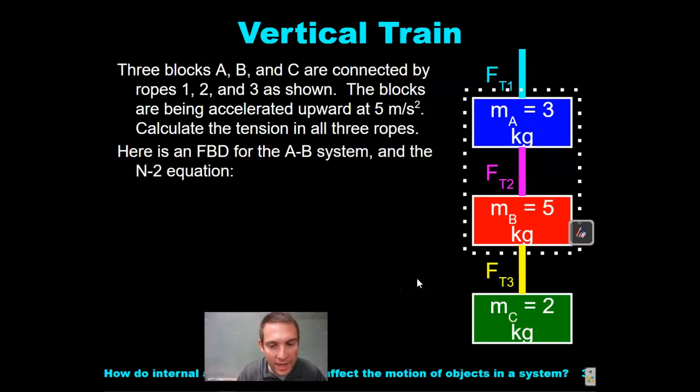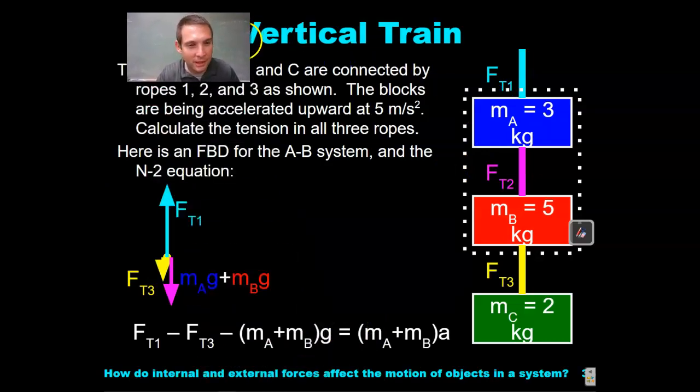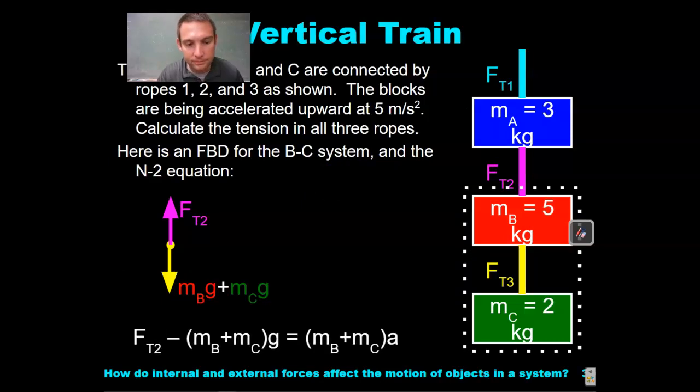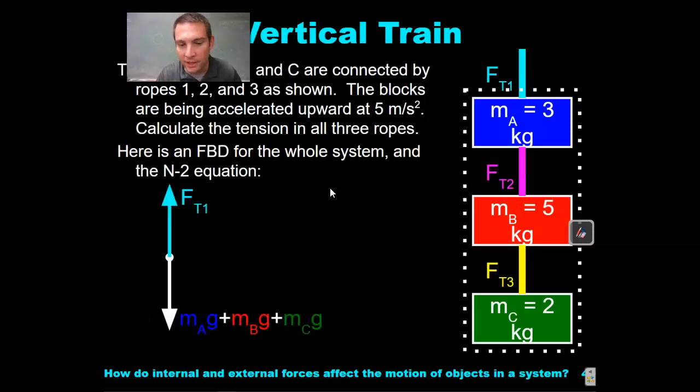Now, if we look at the AB system and Newton's second law equation, we have that. I don't think I have to go into too much detail anymore. I think you're probably getting the gist of it, I hope. If not, please ask for help. Talk to your partners. Get some clarification. And finally, the BC system. No surprises there. And then we have the entire thing where we have only tension pulling up, but then we also have the weight of all 3 of these.